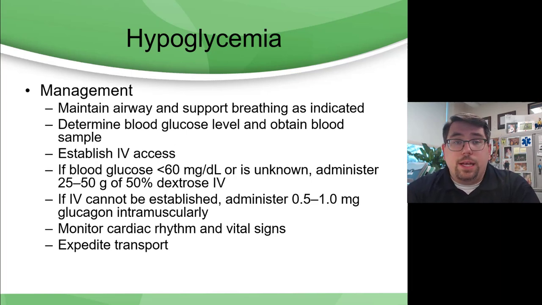Continuously monitor them. If you cannot establish an IV to get their sugar up, go ahead and do that 0.5 to 1 milligram of glucagon IM. You'll see the local protocols refer to 1 milligram of glucagon IM after we were unable to establish a peripheral IV and administer dextrose. And then depending on the patient's status, we're going to want to go ahead and transport them if they remain unresponsive or remain in a state of unconsciousness.